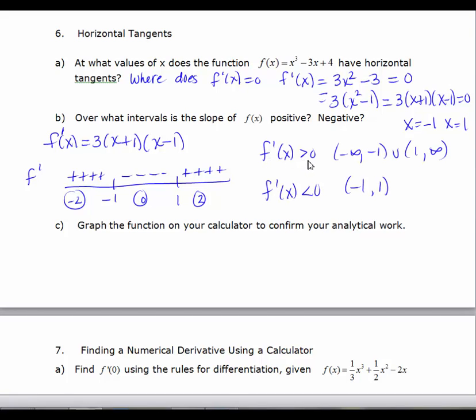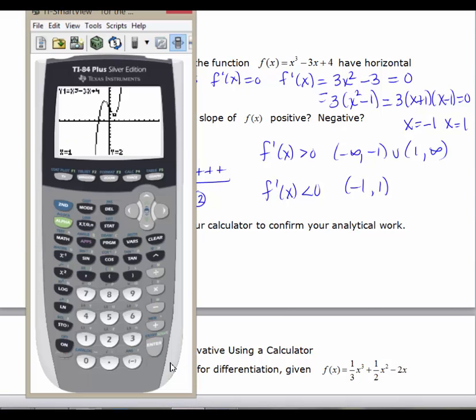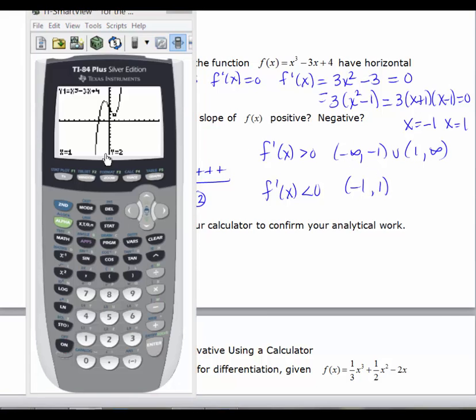F prime of x is greater than 0, or the slope of the original function is positive, from negative infinity to negative 1 and from 1 to infinity. And the slope of the original function f of x is negative, or f prime of x is negative, from negative 1 to 1. We've already graphed this function, so let's pull it back up again and confirm our intervals here. We said when the function is increasing, the slopes are positive, so this is increasing from negative infinity to negative 1. It is increasing again from 1 to infinity, and then you can see from negative 1 to 1, the function is decreasing.